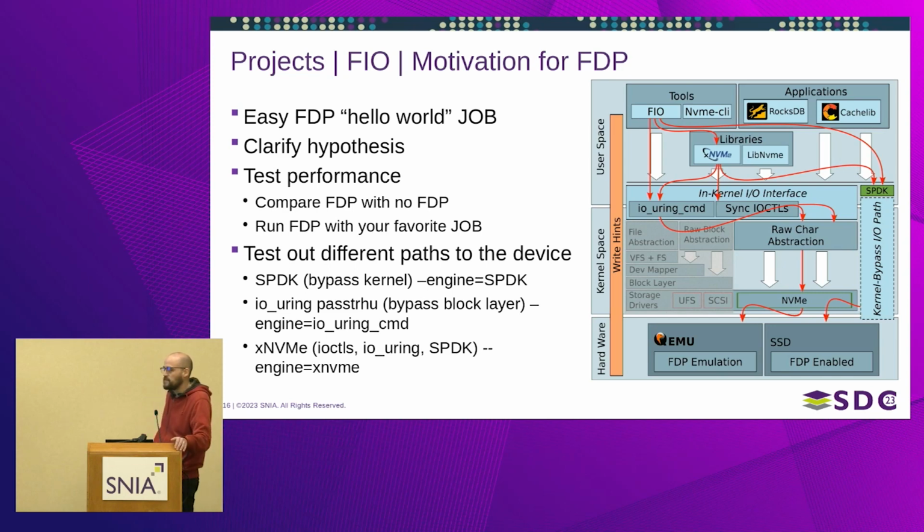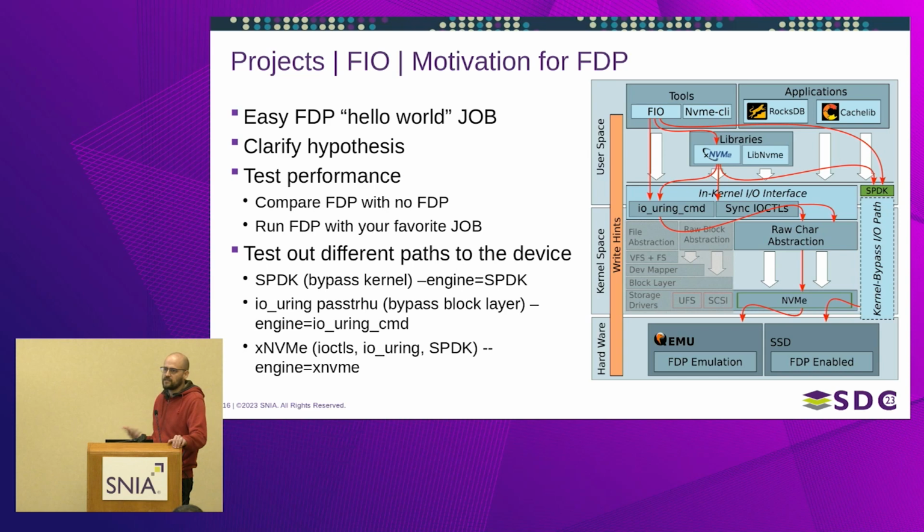implementation. It's a very nice way to do a little hello world kind of thing, where you do a job, you configure it very, very simple, and you poke your device or your QEMU and see if everything is working as it's supposed to. It clarifies hypotheses in the sense that maybe you want to make sure that the random writes are different than the sequential writes for FDP, and then compare them with non-FDP. And it's really nice to test performance, and this ties with what I just said about hypothesis. And you can test different paths.